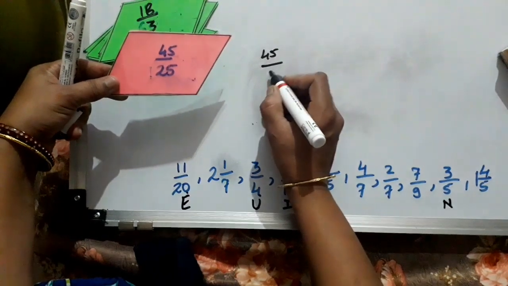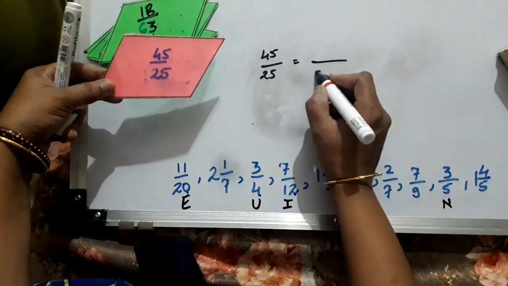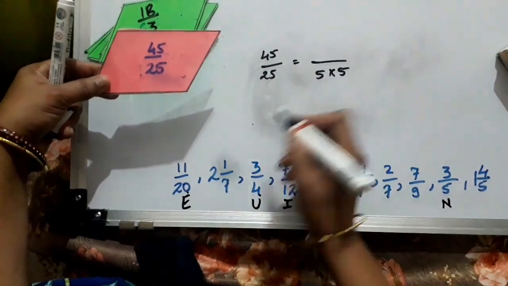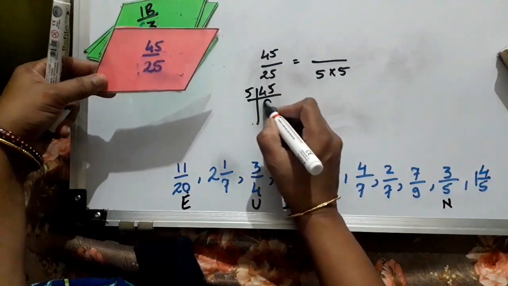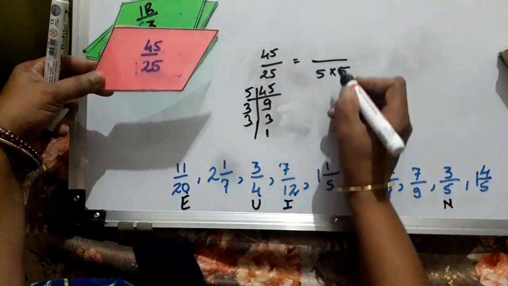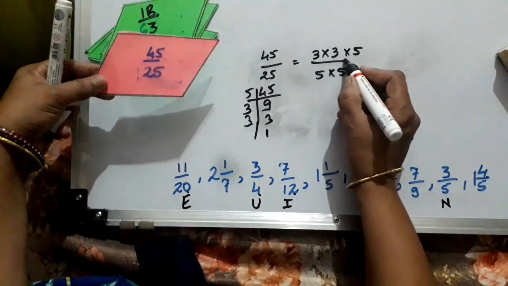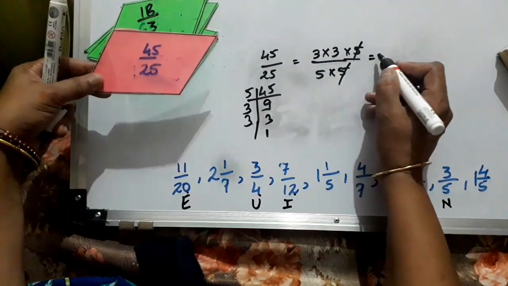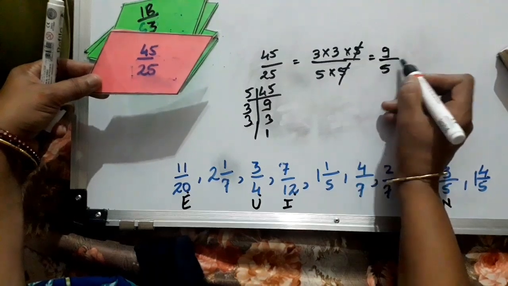45 upon 25. 25 is very easy. You can write as 5 5s are 25. Now 45, 5 9s are 45, 3 3s are 9, and 3 1s are 3. So you can write there 3 into 3 into 5. What is common? 5 is common. What is left out in the numerator?